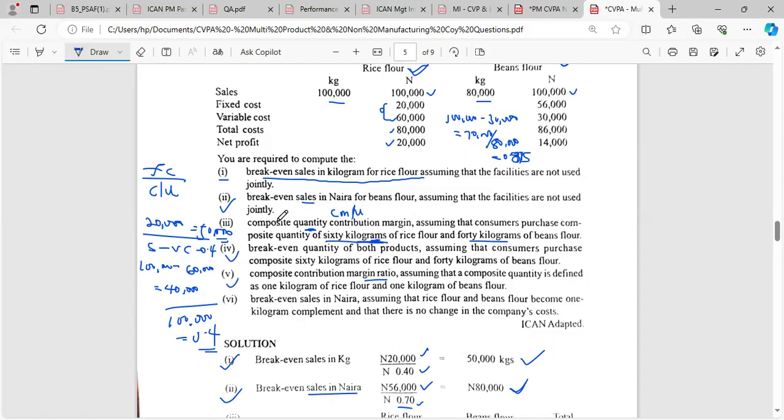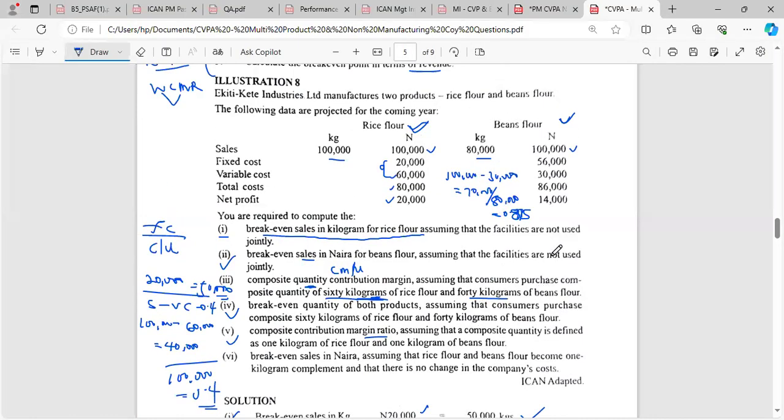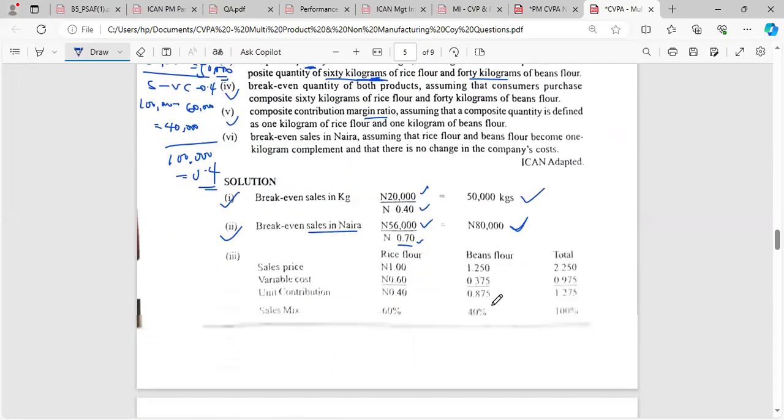So composite quantity contribution margin, assuming that consumers purchase composite quantity of 60 kilograms of rice flour and 40 kilograms of bean flour. This is the combination. So consumers are going to purchase from us 60 kilograms of rice flour and 40 kilograms of bean flour. So 60 plus 40 is equal to 100. So let's just see what we are going to do.